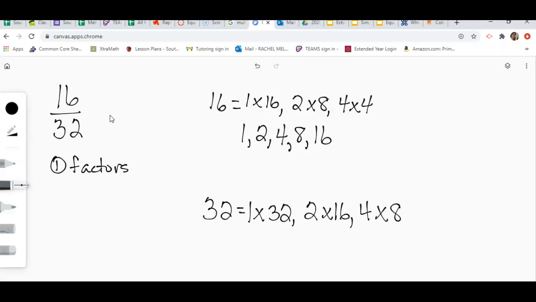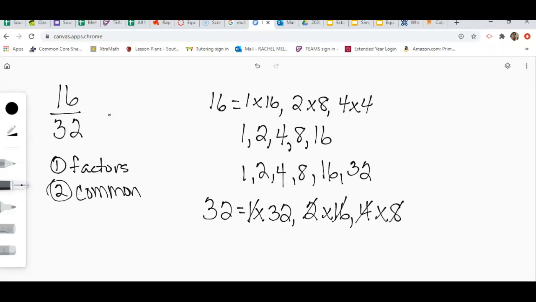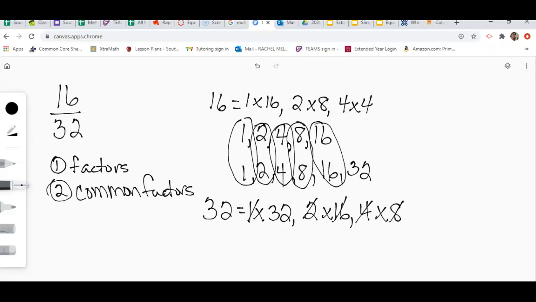So I'm going to write these in order up here. So that's a 1, a 2, a 4, a 8, a 16, and a 32. So we found the factors of each of them. Now we find the common factors. Well, that would be 1, 2, 4, 8, and 16.